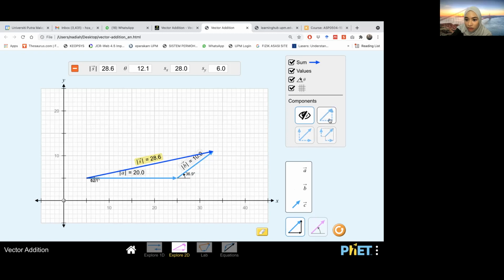So is there any other buttons to help me with that? Okay, so if I want to demonstrate the X and the Y components of the S vector, or the resultant vector, it is like that. Yeah, this one 6. The Y component of S vector is 6. The X component of S vector is 28.